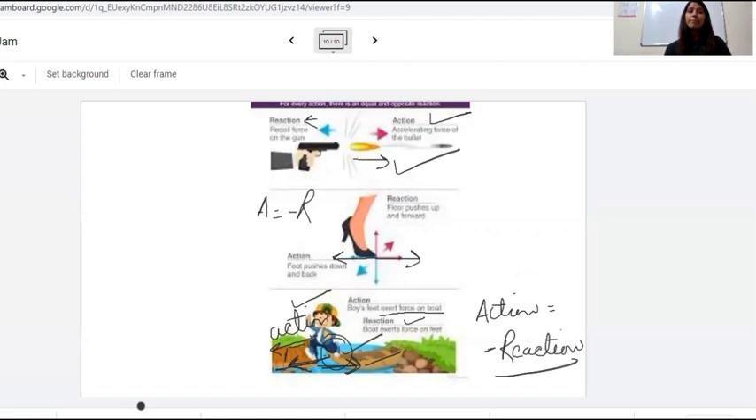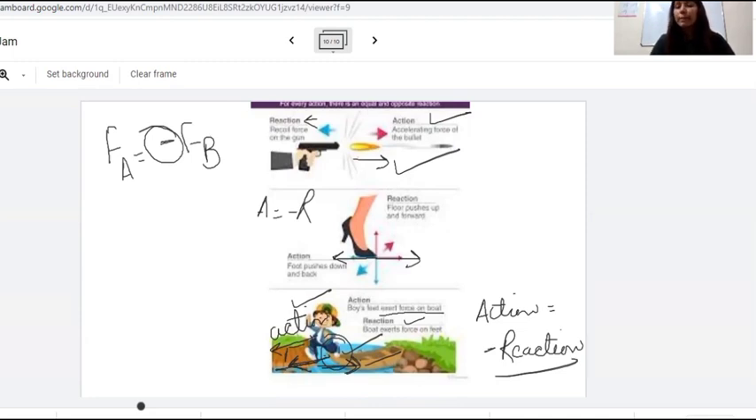I hope I have made myself clear to you all. From here we have studied Newton's third law. Newton's third law says that to every action there is an equal and opposite reaction. It means if one force is applied on body A, the opposite force is applied from the side of body B, but in the opposite direction with a negative sign. So this is known as Newton's third law of motion.